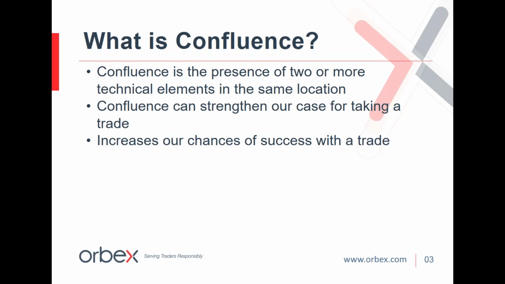So why is this important? Well, if we are looking to enter the market and risk our money, we want to always make sure that we have the best possible reason for doing so and the highest chance of succeeding with our trade idea. And we can do this by identifying confluence in the marketplace. Again, by identifying the presence of different technical elements, and this increases the likelihood of our trade working.